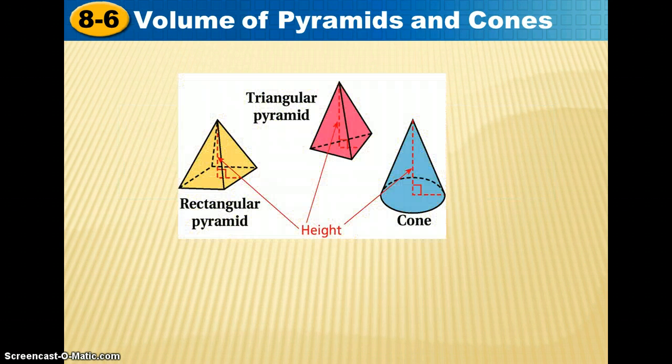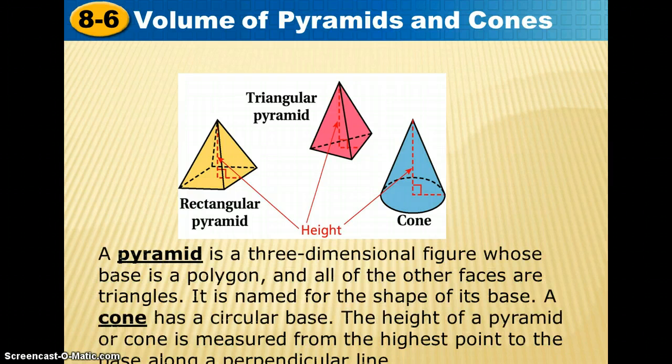There are several different types of pyramids, and a pyramid is always defined by its base, but here are two examples, the more common rectangular pyramid and a triangular pyramid, as well as a cone. So a pyramid is just simply a three-dimensional figure whose base is a polygon and all of the other faces are triangles. Remember that a prism had faces that were rectangles. So that's the difference between a prism and a pyramid, the shape of the faces.